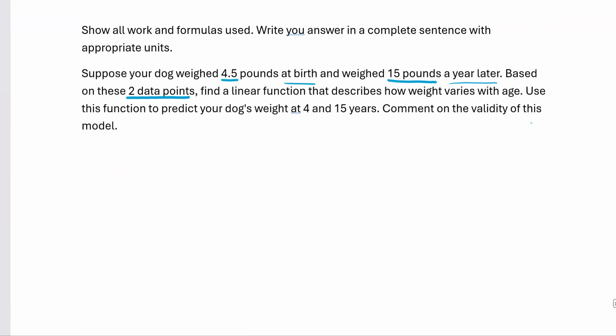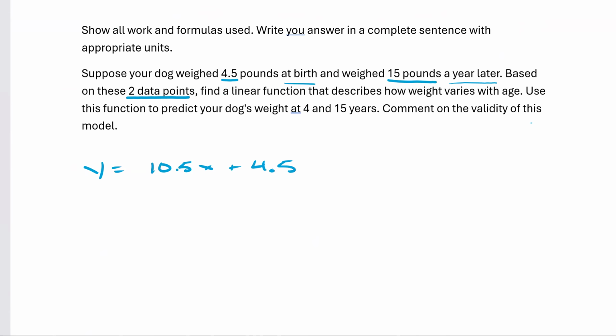Sorry. So let's just suppose your dog weighed 4.5 pounds at birth, then weighed 15 pounds a year later. Based on these two data points, find a linear function that describes how weight varies with age. We have done that. Our linear function is, I'll write it out again, y equals 10.5x plus 4.5. This is our linear function.